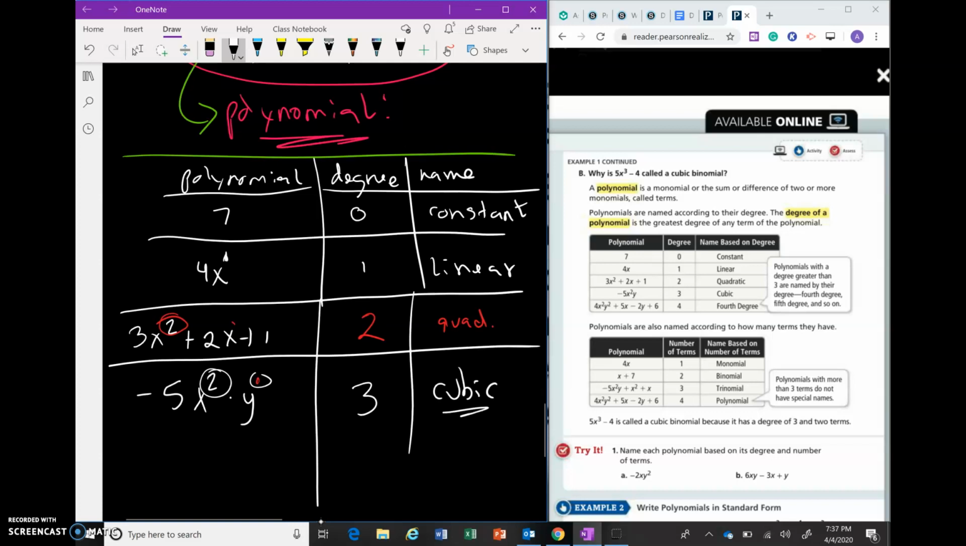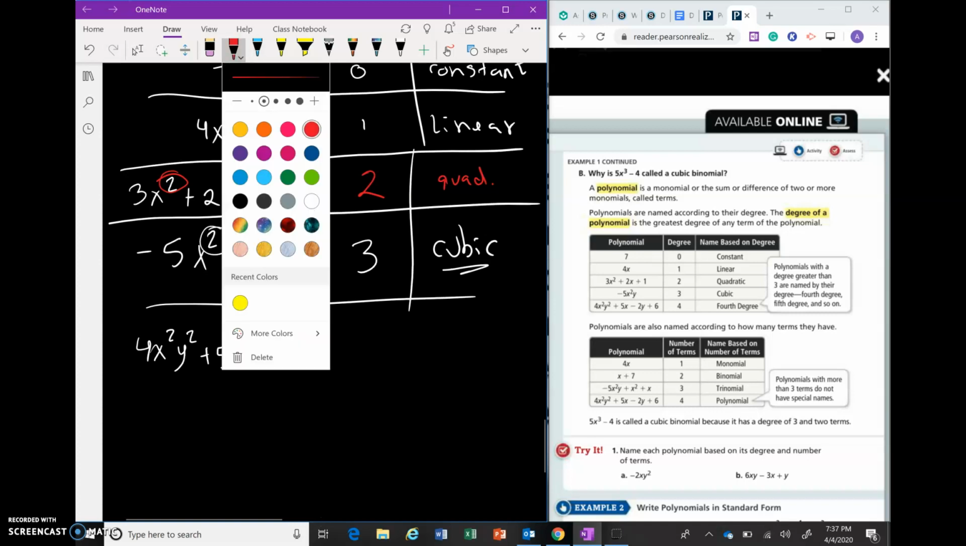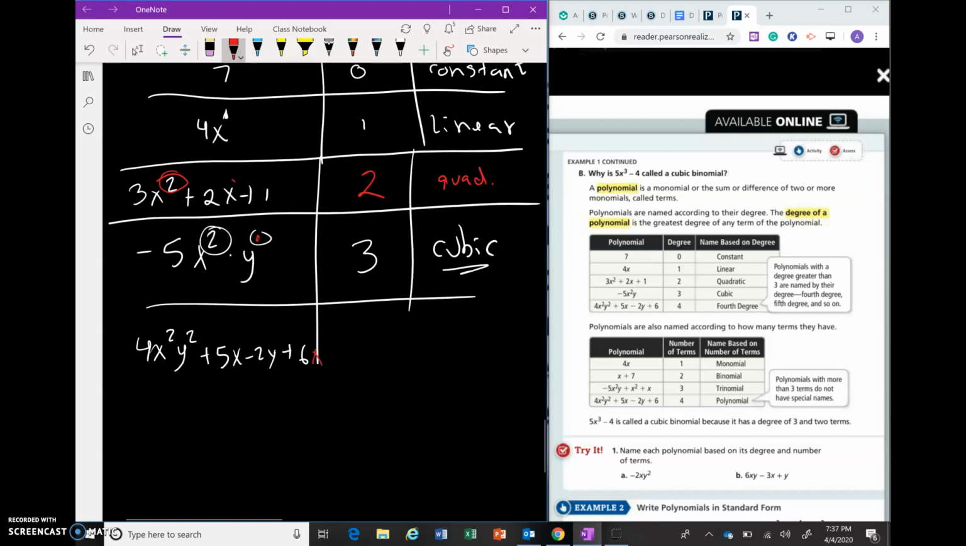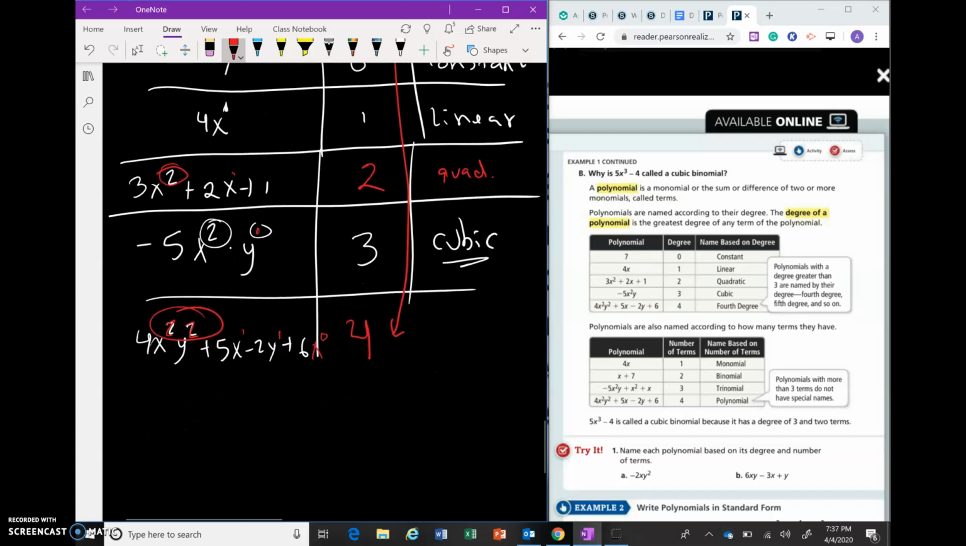Likewise, your book gives you something like 4x squared y squared plus 5x minus 2y plus 6. Again, you look at the highest power. The 6 has a power of 0, we don't want that one. Then a power of 1, a power of 1. This one has a 2 and a 2, so you add them up and they give you 4. So your degree would be 4, which means we call it a fourth degree polynomial.